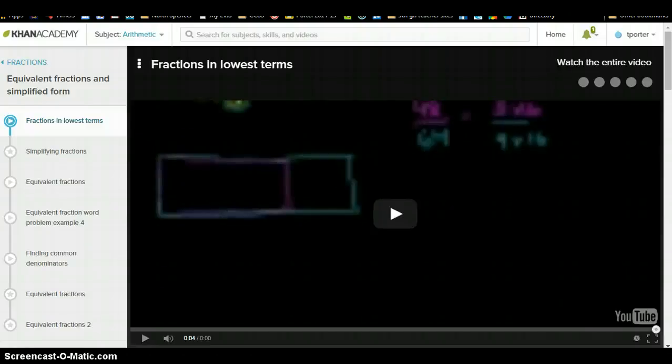Objective: Students will be able to simplify fractions.